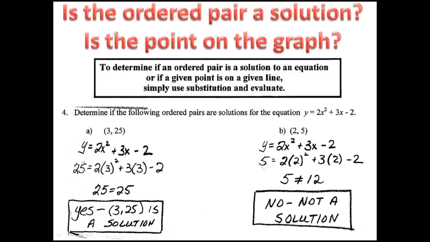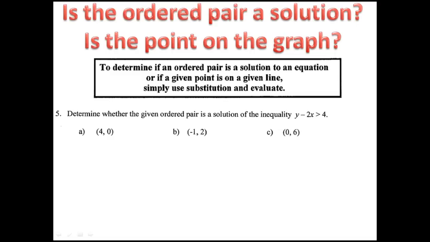Example 5 has us working with an inequality. y minus 2x is greater than 4. Please determine whether each of these ordered pairs is a solution to that inequality by plugging them in. Please pause the video here, then come back and let's see how you did.